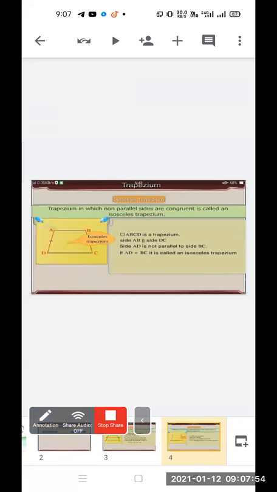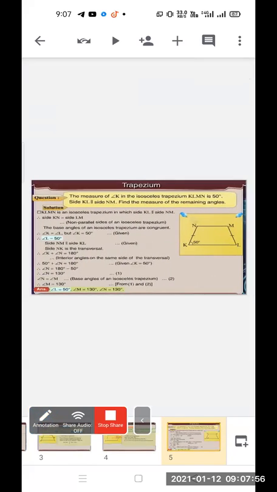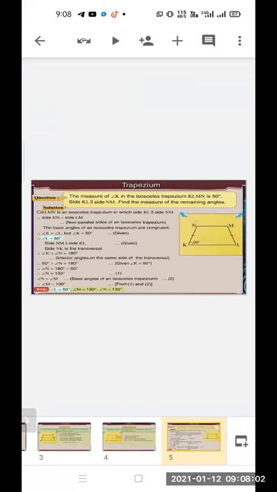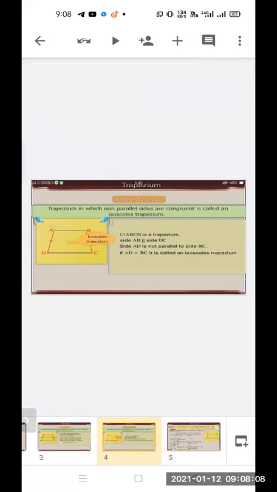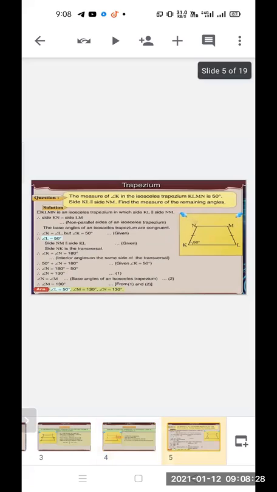Now see here, children, let us solve one question based on this trapezium. You know a trapezium is a quadrilateral in which only one pair of opposite sides is parallel. And what is an isosceles trapezium? If the non-parallel sides of the trapezium are congruent, then we can say that the quadrilateral is an isosceles trapezium. So let us see the first question.